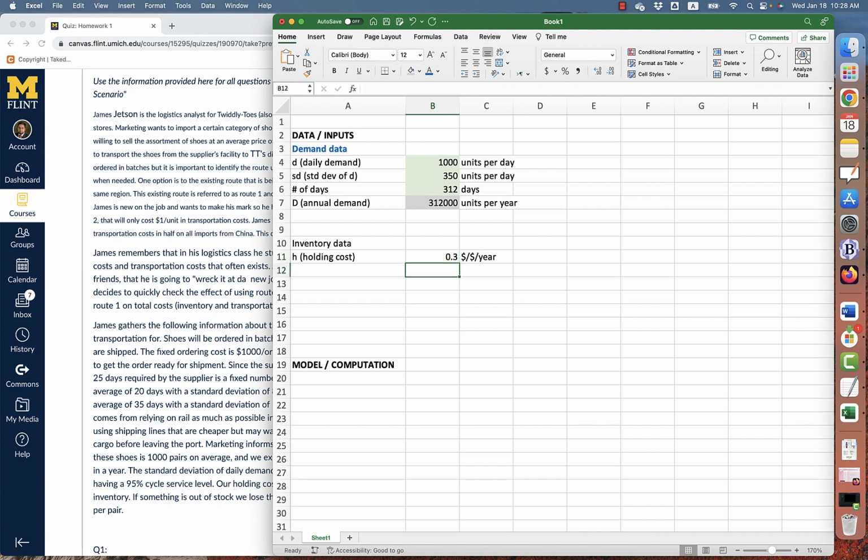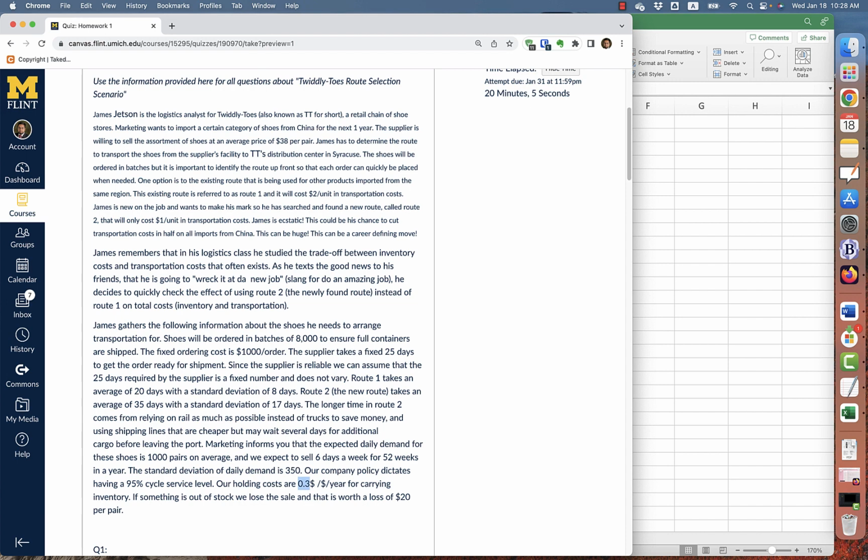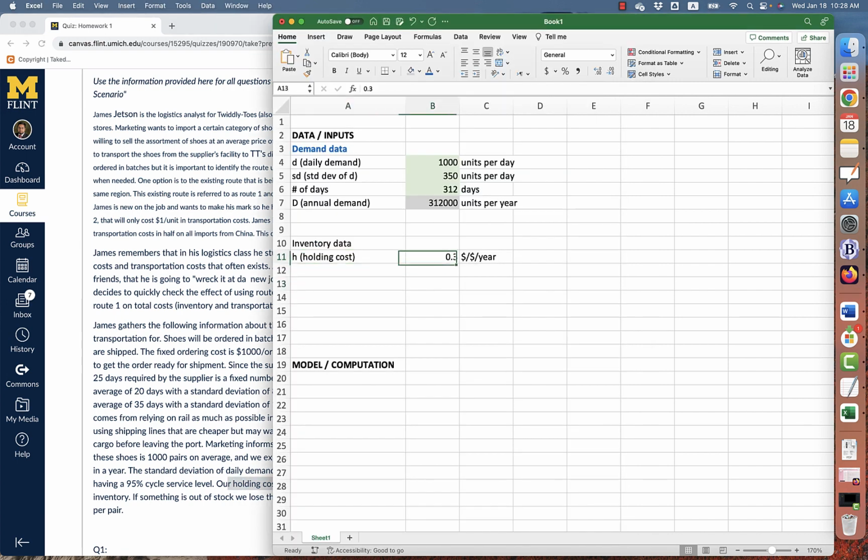So what does this mean? This means that if you have $1 of inventory and you hold the $1 of inventory for a whole year, then you'll have to pay 30 cents in holding cost to store that inventory in a warehouse. You know, there's warehousing costs and so forth, or wherever you store that inventory. Sometimes the question will say holding cost is 30% of the value of an item. So 30% means you pay 30 cents on the dollar. So 30% can be converted to $0.3 per dollar per year.